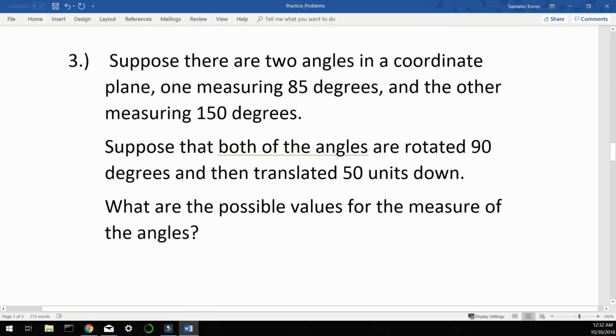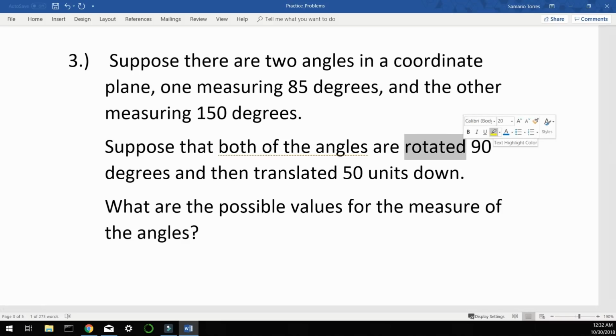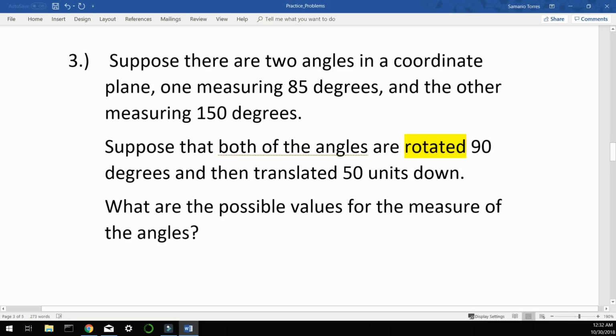Number 3 says, suppose there are two angles in a coordinate plane. One of the angles measures 85 degrees and the other measures 150 degrees. Suppose that both of the angles are rotated. There's a key word, that's important, so maybe we'll highlight it. Suppose that both of the angles are rotated 90 degrees and then translated. There's another good keyword. Highlight that. 50 units down. What are the possible values for the measure of the angles?